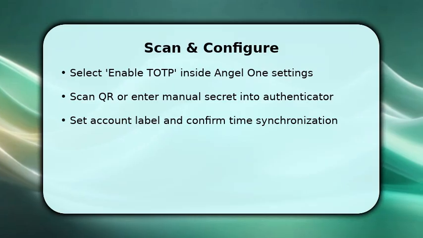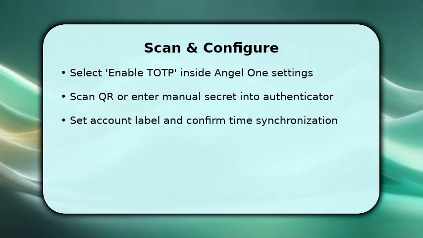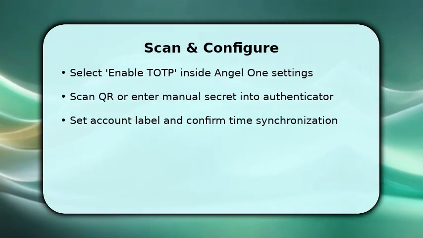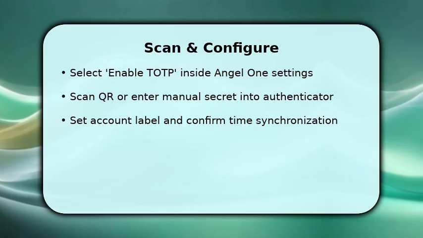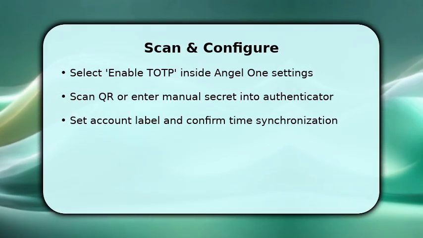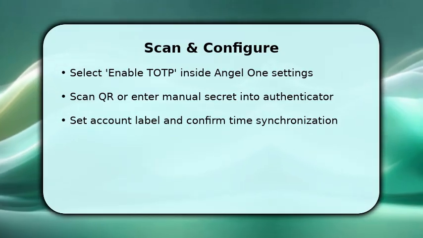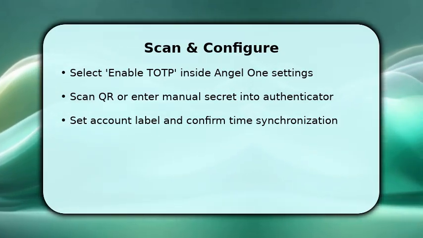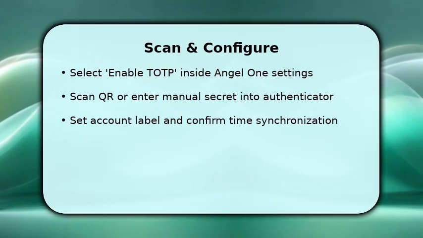After scanning, the authenticator shows a rotating 6-digit code. Make sure your phone clock is set to automatic network time. Time drift causes mismatch errors. Then return to Angel One and enter the current code to link the authenticator. This verifies the secret and binds TOTP to your account.